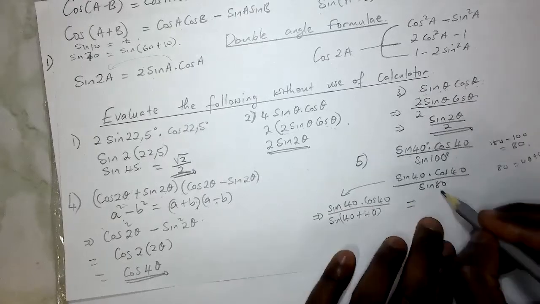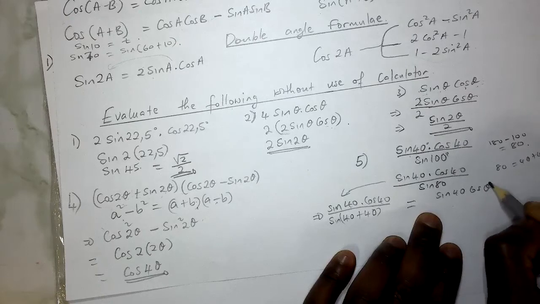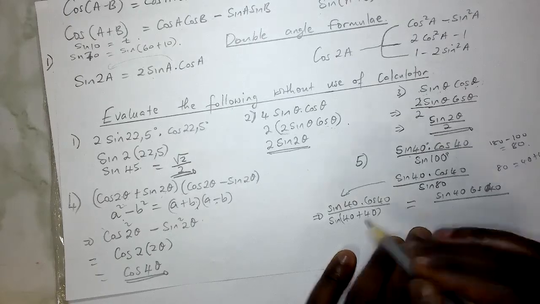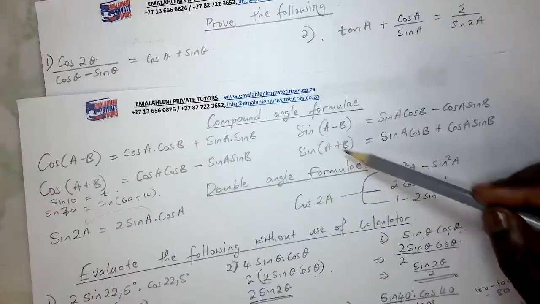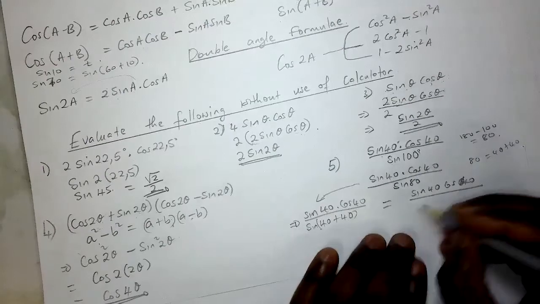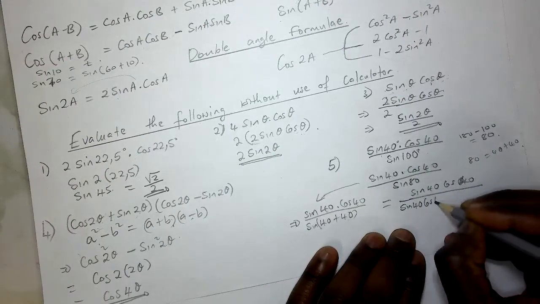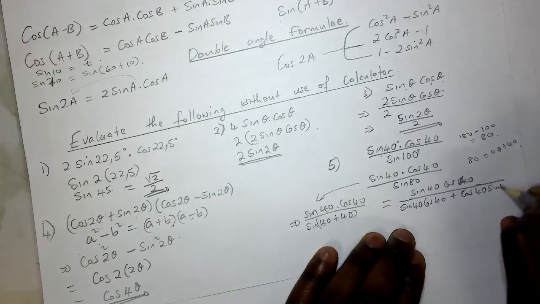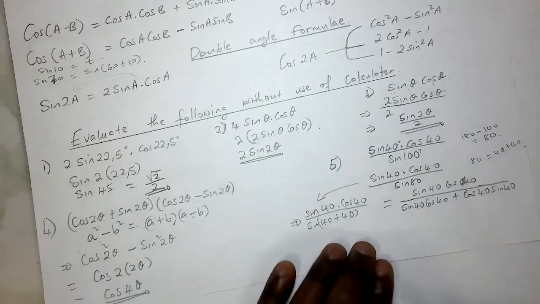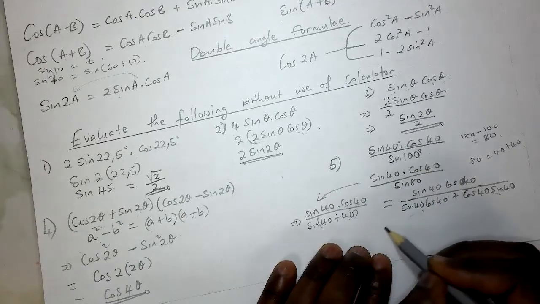We are going to still remain with sine 40 cos 40 over, now, sine of 40 plus 40, we can express using the double angle here. It is going to be equal to sine 40 cos 40 plus cos 40 sine 40. So in this case, we can see that these two are the same. We can just add them.